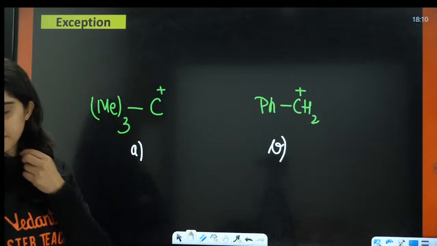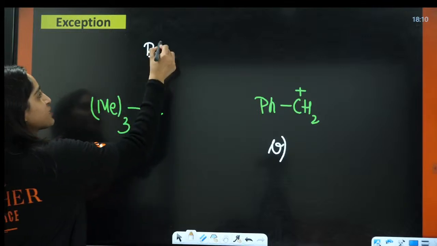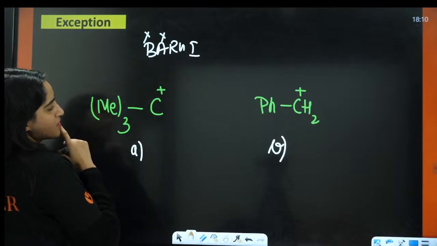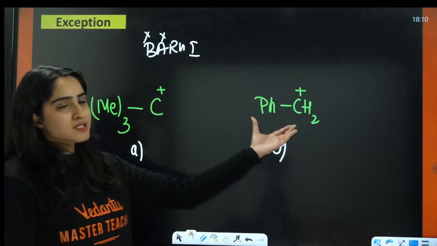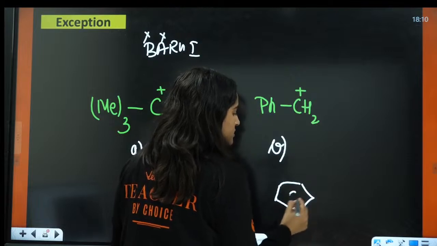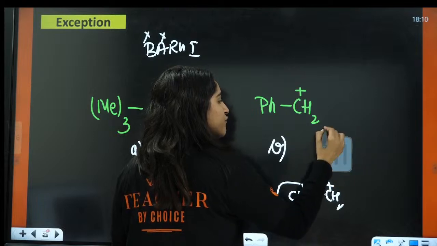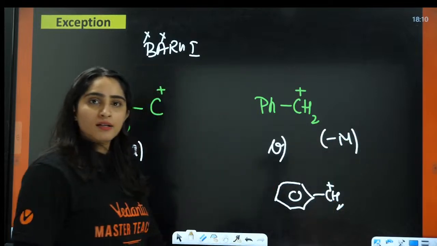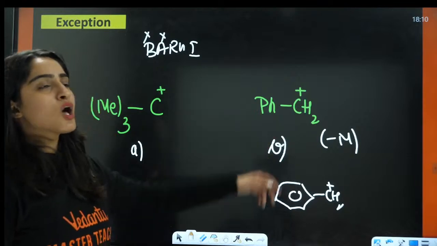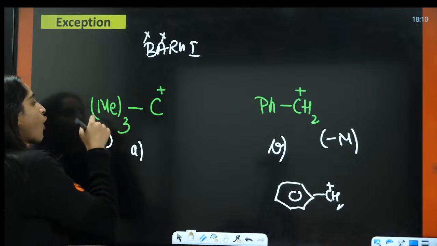Okay? Perfect. Now, this is A, this is B. You can't see back bonding, you can't see aromaticity, but you can see resonance in this structure. This is nothing but like this. Here we have minus M effect. Here there is resonance present, that means this is more stable. And here you can see the plus I effect of 3.